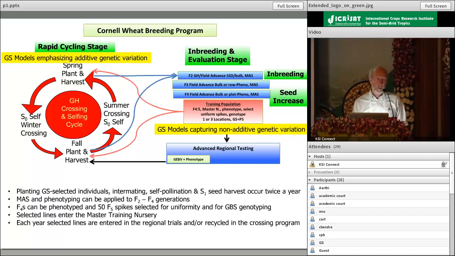By the time you get to the F4 generation, you need to start thinking about a seed increase if you're going to then phenotype those selected lines. So at that stage, in the case of our wheat program, we have to have 100 grams minimum to put out a test plot. But at that stage, because you're predicting pure line performance with a pure line training population, you can then explore the possibility of capturing non-additive effects with models that have that capability.